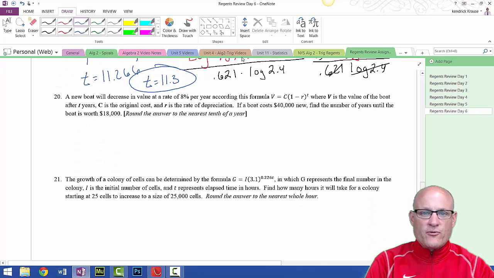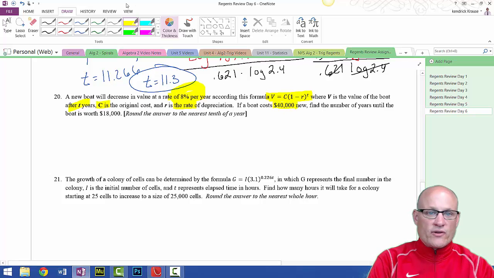So we're going to use this formula. Careful with this. We'll talk about that in a second. C is the original cost, T is the number of years, R is the rate. The boat costs $40,000 new, so that's C, the cost of the boat. So we want to know what the value is of a $40,000 boat.